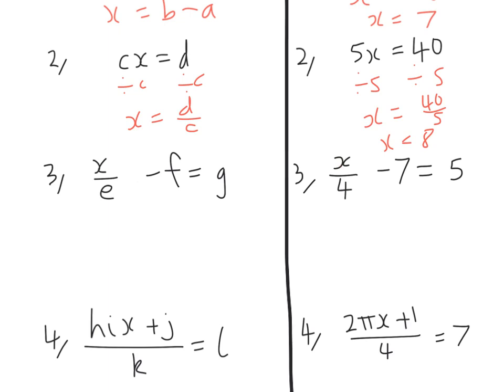Number 3, x over 4 minus 7 equals 5. If I was trying to get x on its own, I would start off with getting rid of the minus 7 and would add 7 to both sides. So x over 4 equals 7 plus 5. Now we know that's 12, but I'm just going to leave it as that. And then if x is divided by 4, to get x on its own, we'd have to multiply both sides by 4 to get x on its own.